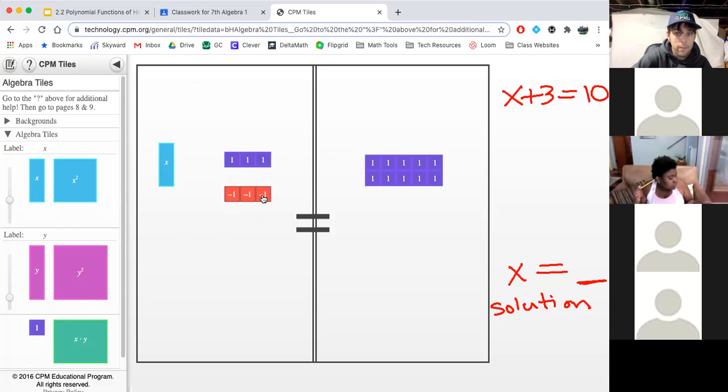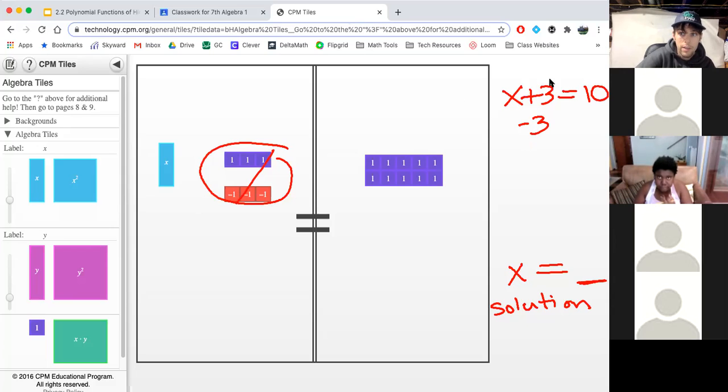That way, +1 and -1 will cancel. +1 and -1 will cancel. +1 and -1 will cancel. These are all a 0 pair. They go away. So really what I did was I subtracted 3 to cancel that out. That's kind of the symbology of what's going on.